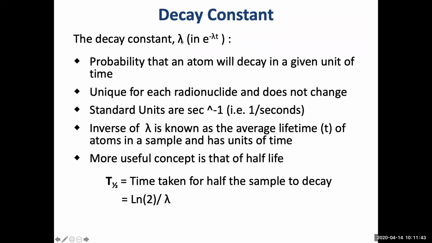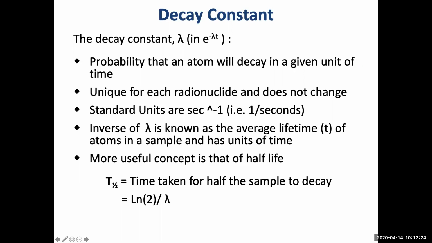Lambda is unique for each radionuclide and doesn't change. It's like its identity. Lambda for this element is fixed, the same as half-life and other characteristics of the element. The standard unit is inverse second, or inverse time, so 1/s is the unit of lambda. The inverse of lambda is known as the average lifetime of atoms in a sample and has a unit of time. Since it is the inverse of lambda, the unit will be time, which could be seconds, minutes, whatever.